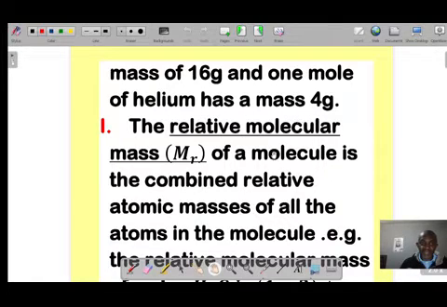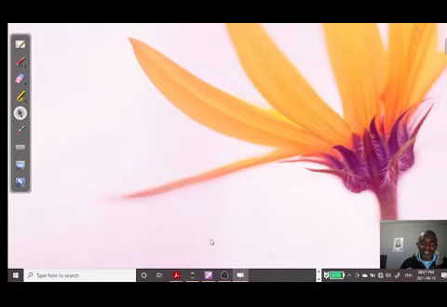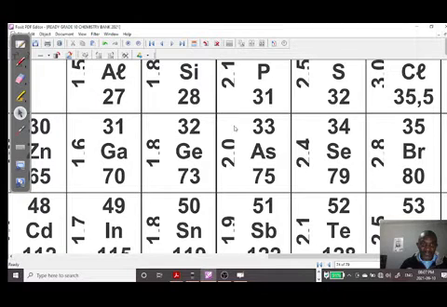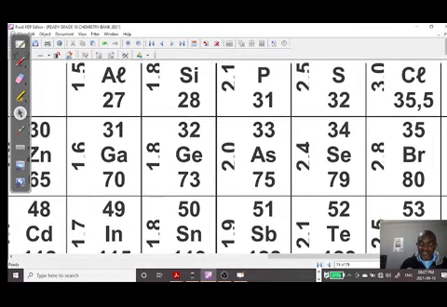Let me show you something here. If I look at my periodic table, just like this one here, if you check here, now again, for example, if we have something like this one here, let me show you here.